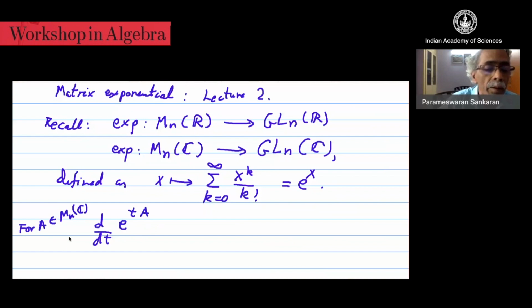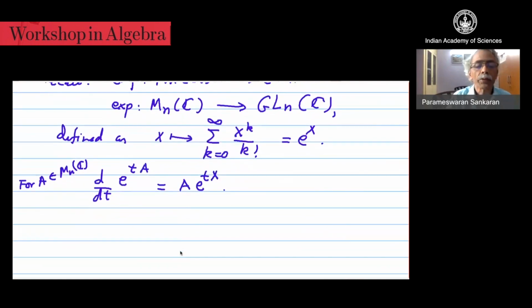t varies in real numbers though. I mean, you can also allow t to vary in complex numbers, and then it's complex differentiation. But anyway, we saw that this is the same thing as A e power tX. I'm not going to recall all the properties, but some basic properties I shall recall. e power P X P inverse is the same thing as P e power X P inverse, is one thing we saw.